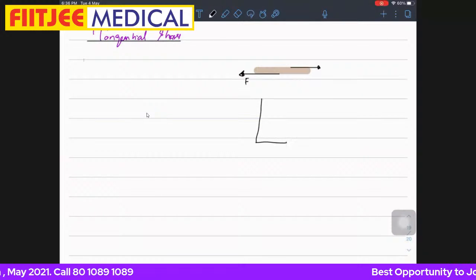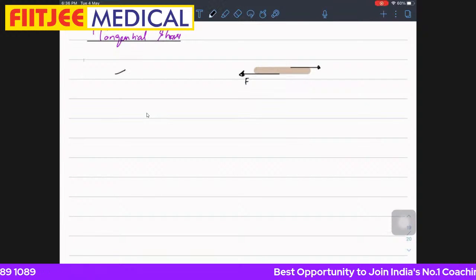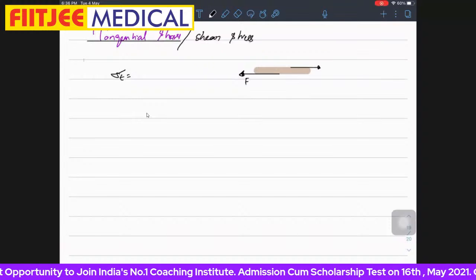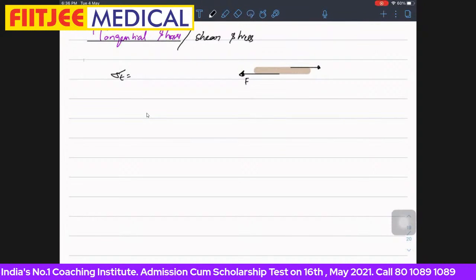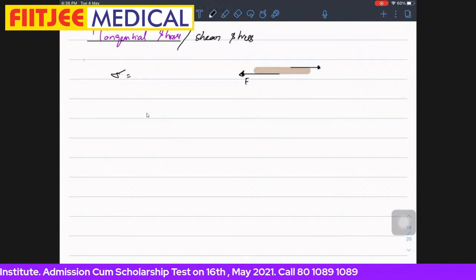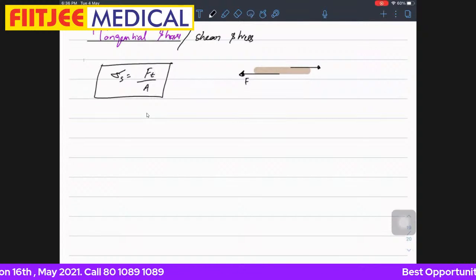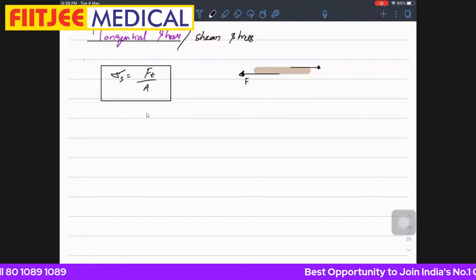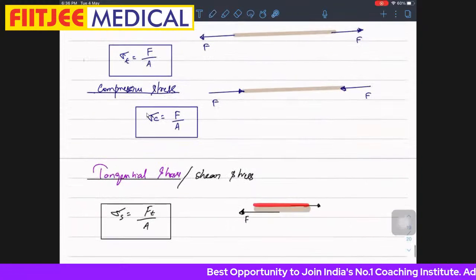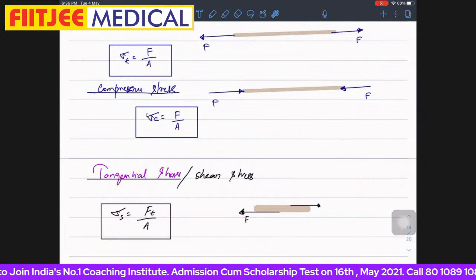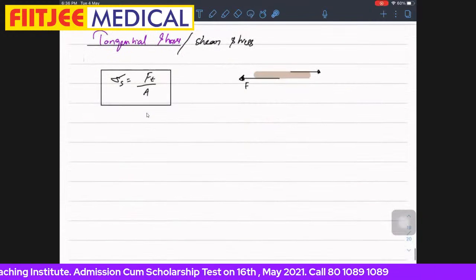So here we define this tangential stress, or also we call it shear stress. So we write this sigma t or sigma s is equal to tangential force upon area. See here, which area will we take? We'll take this area. Normal area. Here tangential area we take to define the stress.